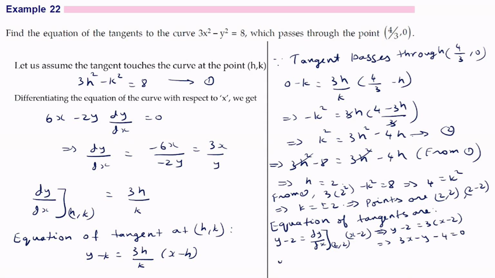Then the other equation is y + 2 = (dy/dx at (2, −2))(x − 2). Here dy/dx at this point is 3 into 2 by −2, so it is −3. So y + 2 = −3(x − 2). This implies we have 3x + y + 2 − 6, which is −4, equal to 0. So these are the two equations of the tangents.